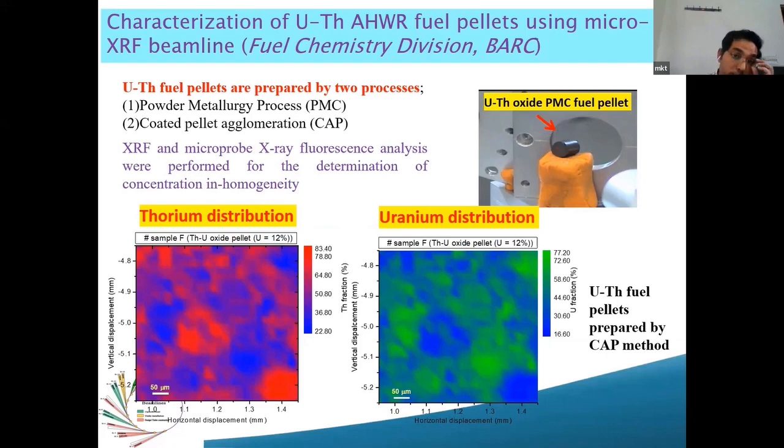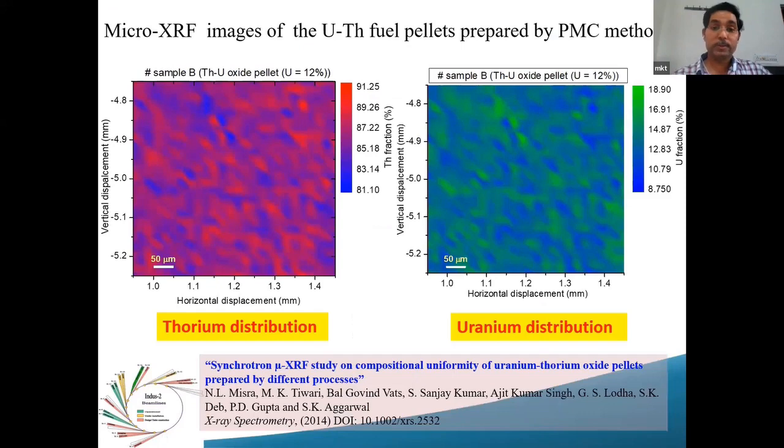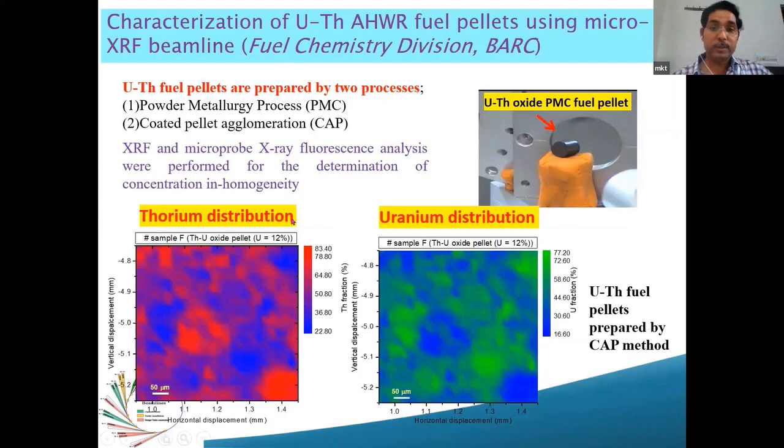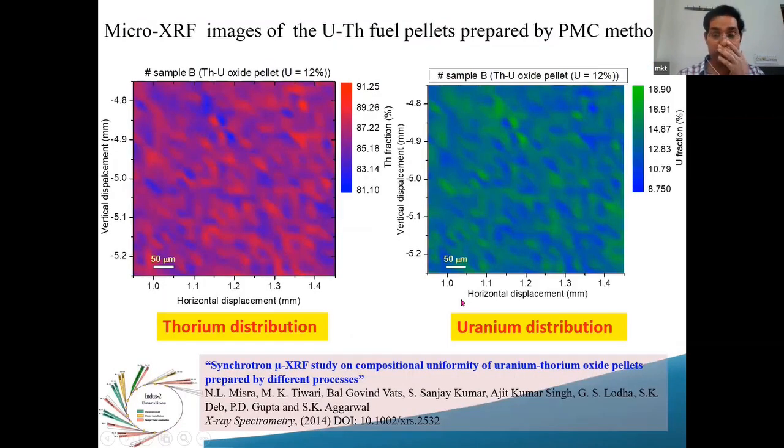So we analyzed two process routes by which they are prepared, the CFP route and the PMC route. The idea was to see how efficient the methods are, what the disadvantages are, and so on. I will not describe all the details, the paper is already published. In one case, we obtained a lot of inhomogeneity in the thorium distribution. In one of the methods, we realized it is quite homogeneous.